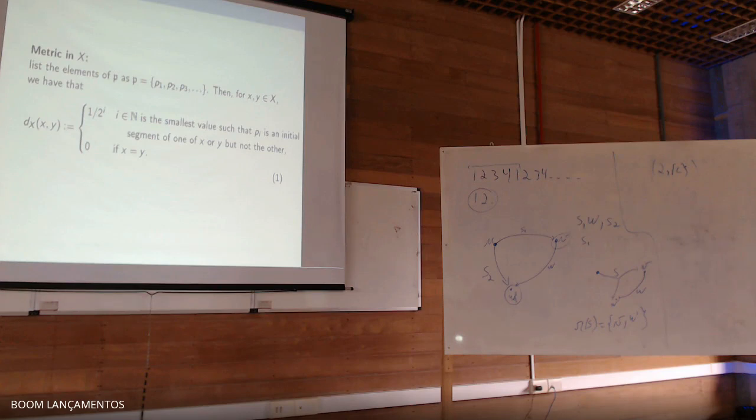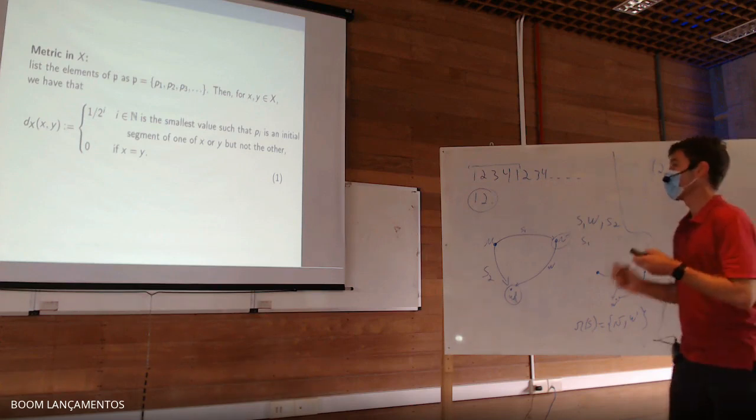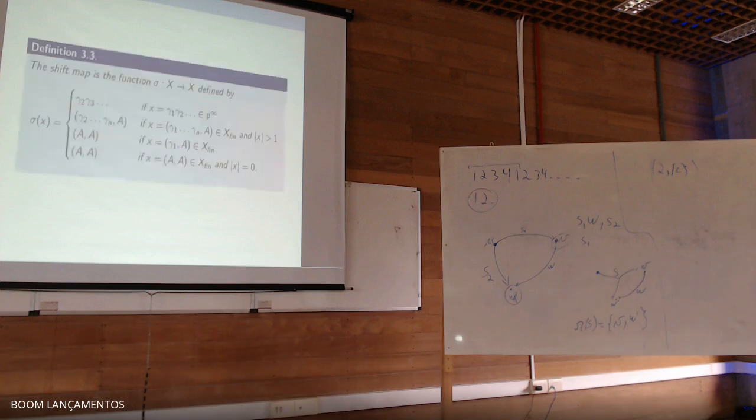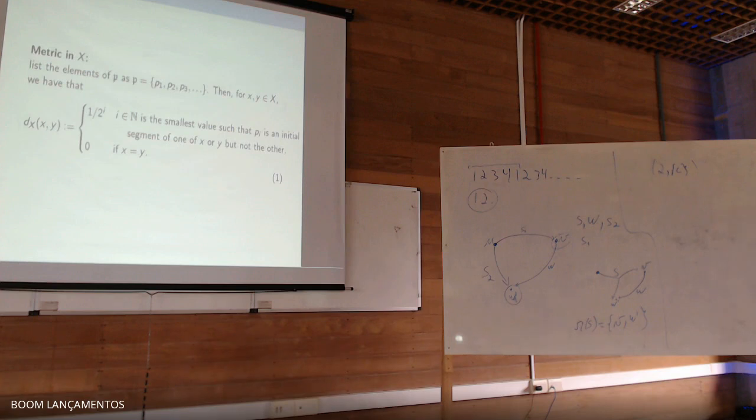I enumerate all the blocks that appear, and then, when I want to compare the distance between two points, two sequences, I look at the first of these blocks that's an initial segment of one and not the other. So I found that P_i, and then I look at where it is listed, and the distance is going to be 1/2^i. So it's not an easy metric, but after a while you get used to it. If the shift is finite, these two metrics are uniformly equivalent. But if the shift is not finite, they are not.